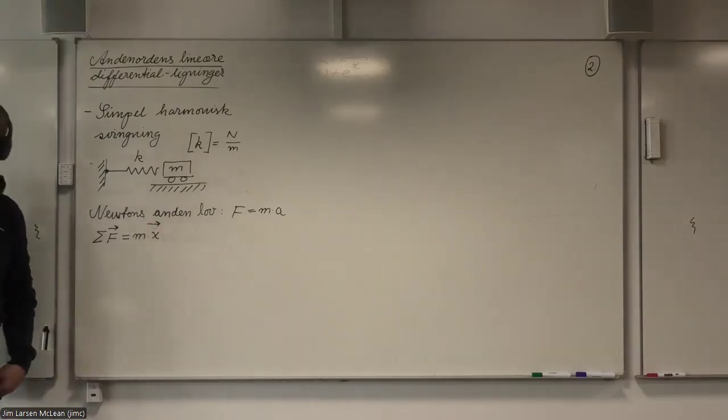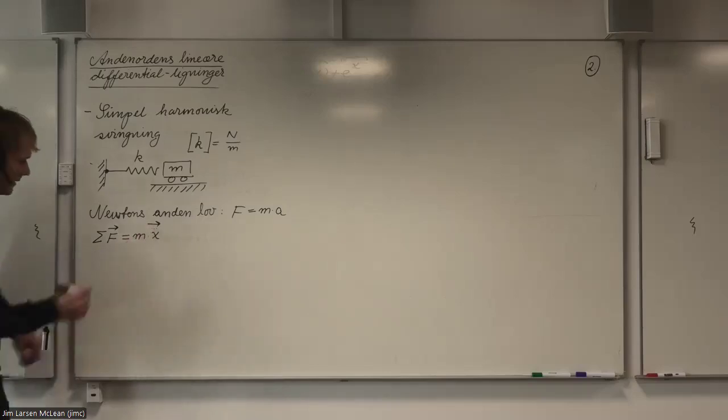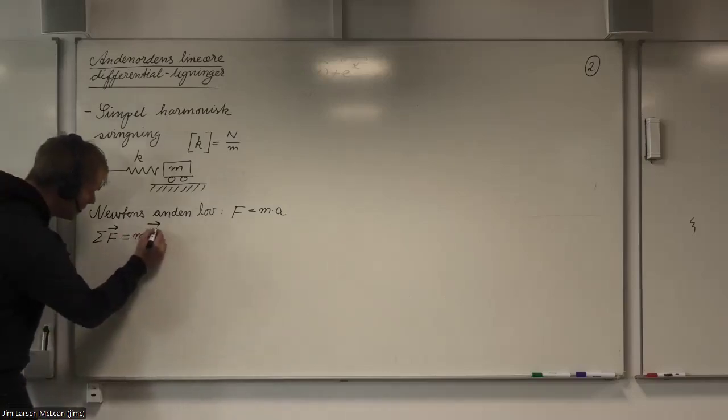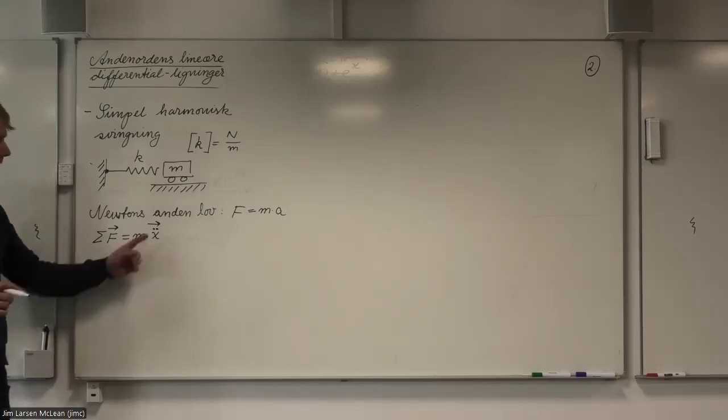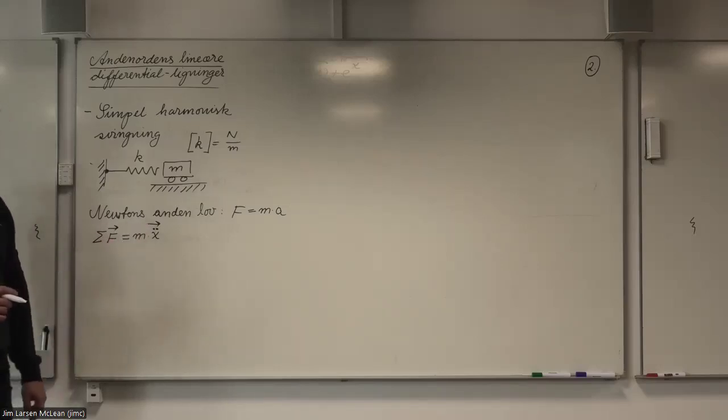So what is it that he wrote? Those two little dots that were here. That means you have differentiated twice with respect to time. Because when you put a dot, it means you differentiate with respect to time. And vector notation means that it is a vector.